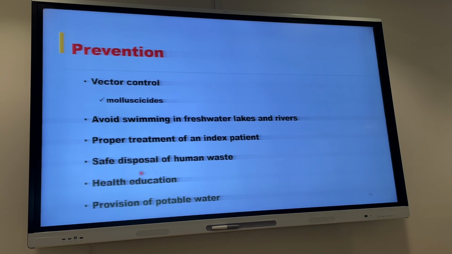Provision of potable water. You remember the picture in the first slide. You have those women doing their laundry and the kids having their bath. So if you provide potable water, there will be no reason for them to go to the lake or the river, okay? So you can prevent infection.